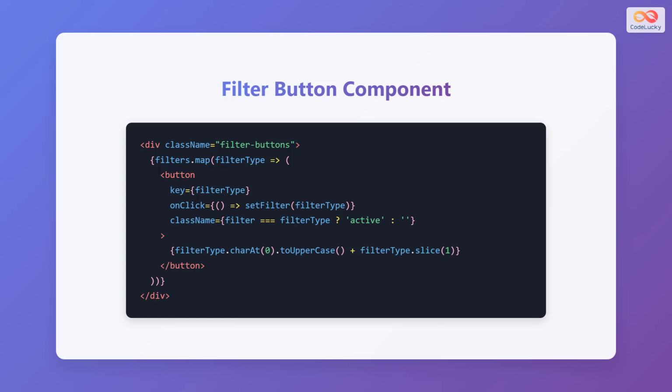To allow users to switch between filters, we'll create a set of buttons. We map over the filters array, and for each filter type, we create a button. When a button is clicked, it calls the setFilter function to update the filter state with the corresponding filter type. The button's class name is dynamically set to active if the current filter state matches the filter type, which indicates the currently selected filter. The button's text is capitalized for better readability.